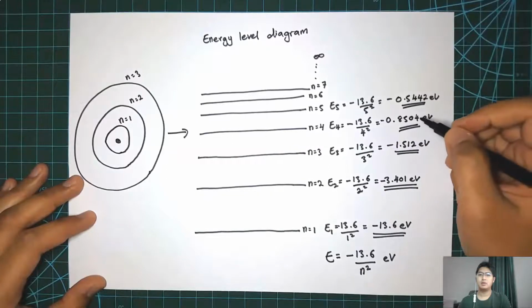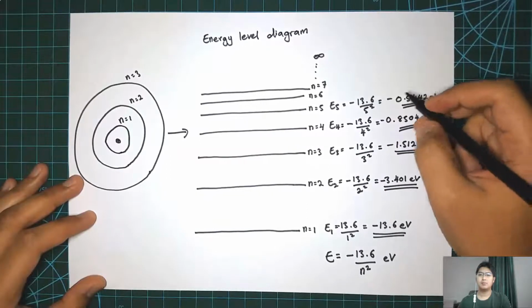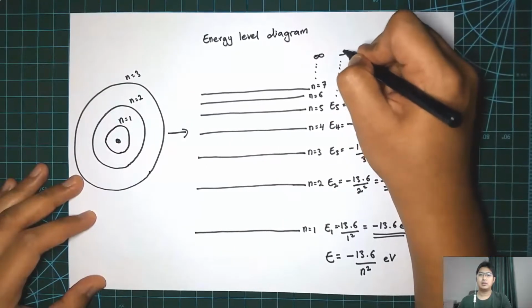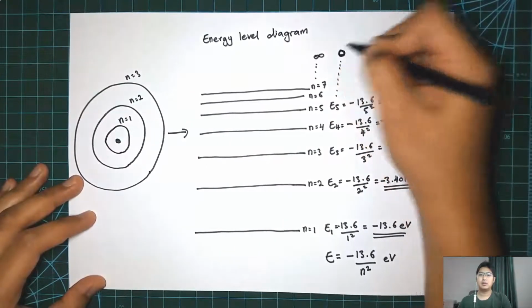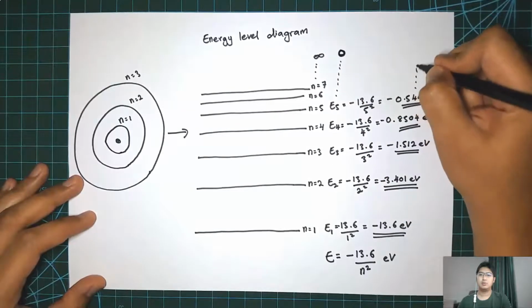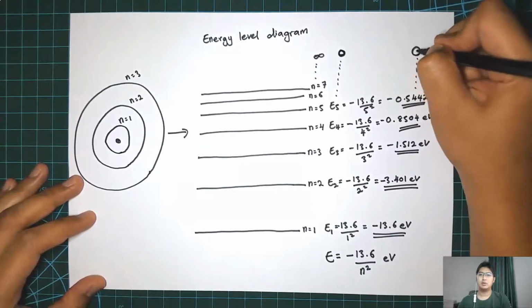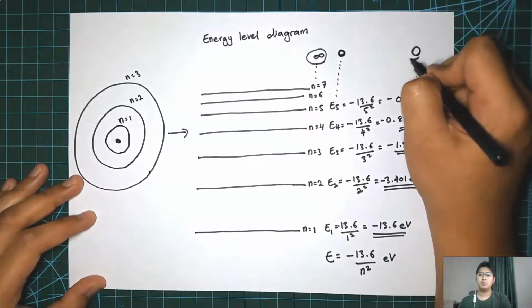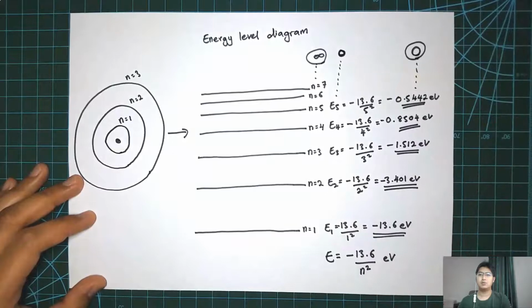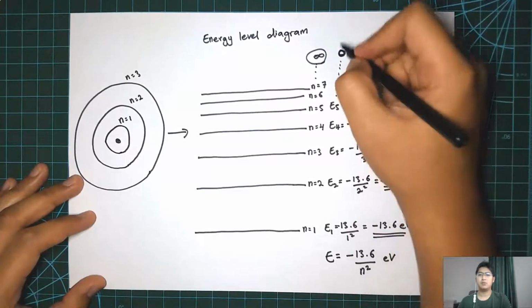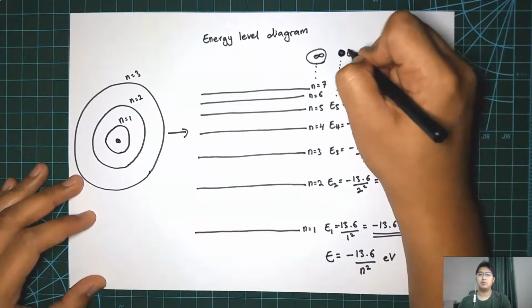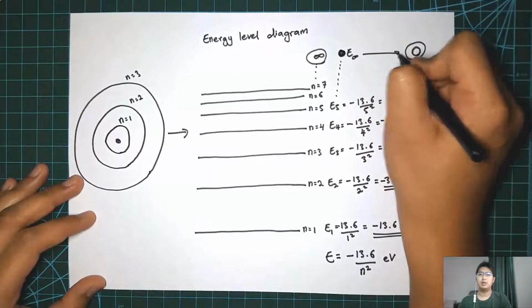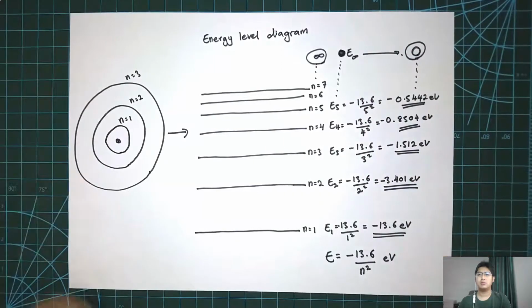If you can see here, as the energy level increases, the energy will also increase from negative 13.6 electron volt to 0 electron volt, from orbit number 1 to orbit infinity. At the energy level infinity, the energy is 0.